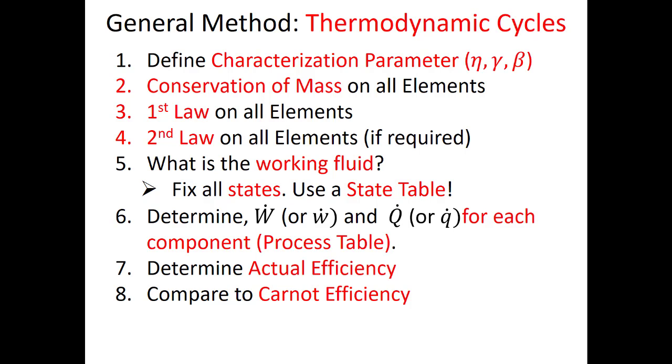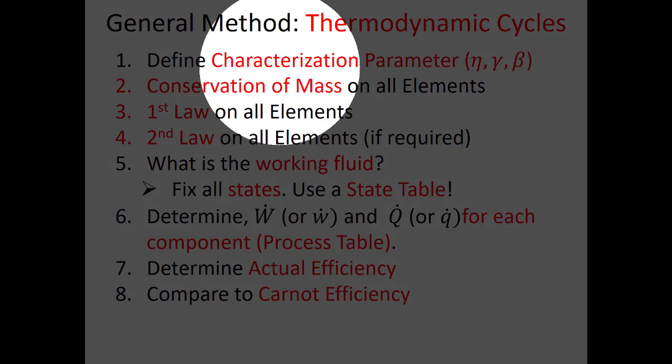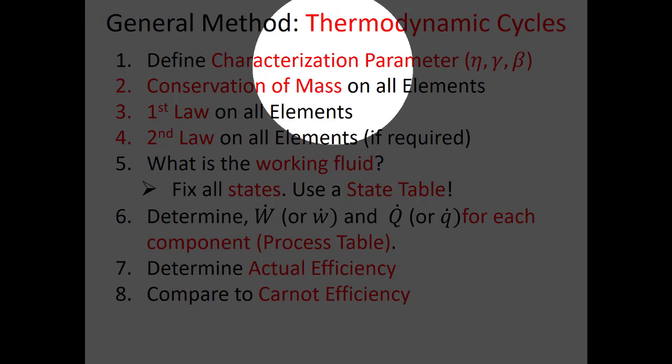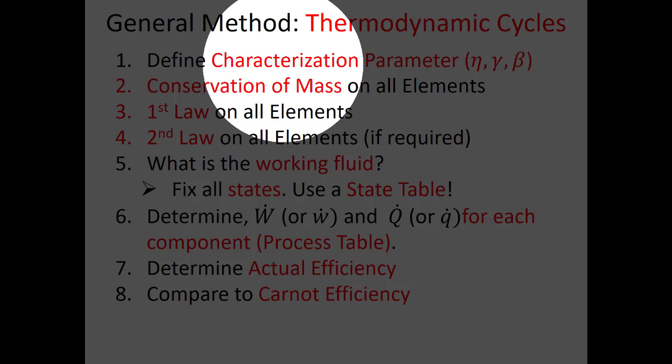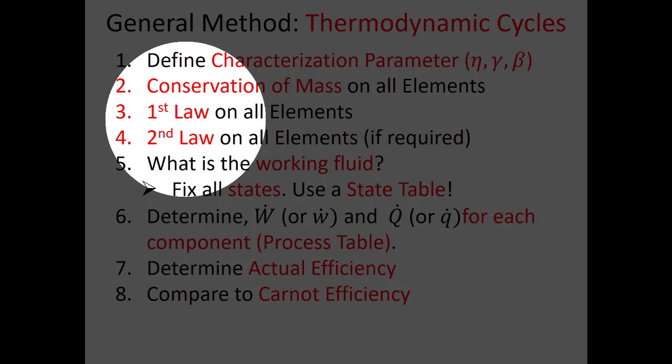We can do all this, but there are a lot of steps, and I'm not always great at remembering a whole bunch of steps. So what I really want to do here is know the characterization parameter. What's the energy benefit and the energy cost? In a Rankine cycle, the benefit is net power and the cost is heat in. Then I want to know if the system is open or closed, or if the processes in the system are open and closed, because that'll tell me which version of the first law and the second law I need to do.